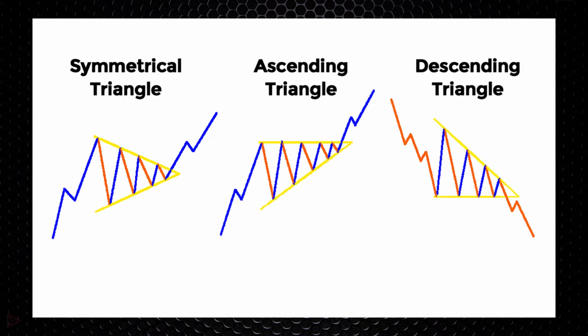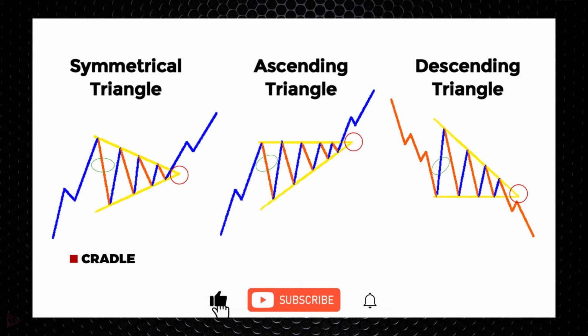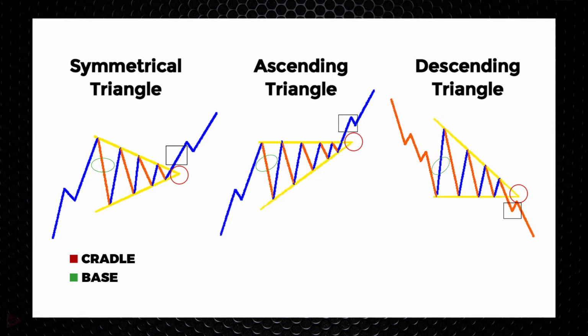The first thing you need to know about triangle patterns is that the lines have to connect at the apex or the cradle. Next up is that the distance between the first high reversal point and the first low reversal point within the triangle is called the base. And the final thing you need to know, which works for every single one of the triangle patterns, is that breakouts usually happen before the end of the pattern.